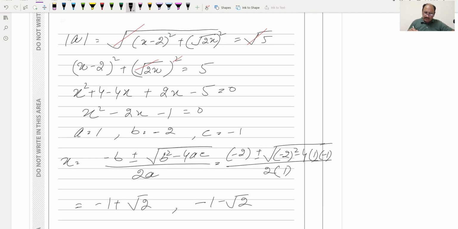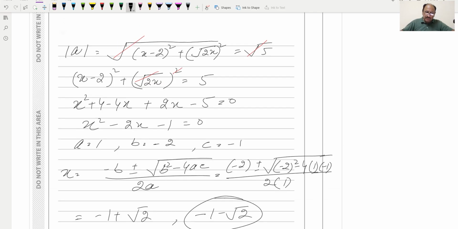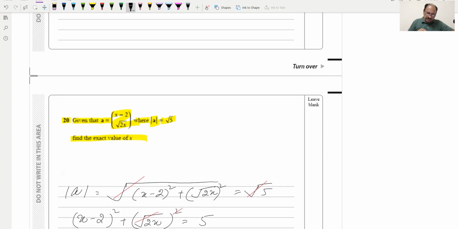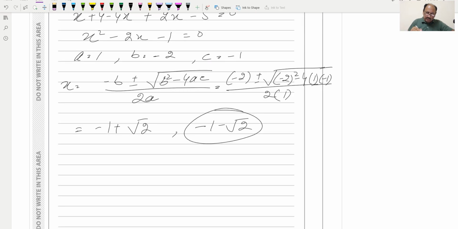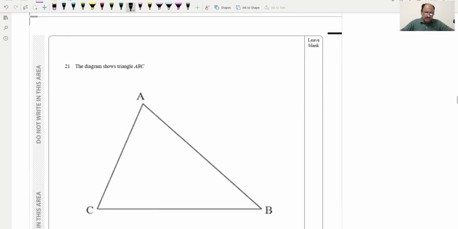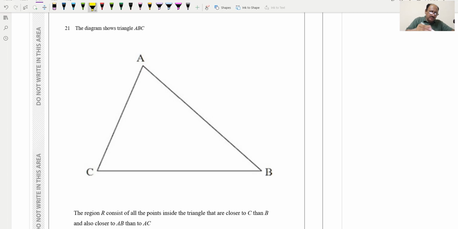This is a negative number, and they are saying the exact value of x in a mod, and a mod cannot be a negative value, so we are rejecting this value and we will be taking only this value, x is equal to minus 1 plus root 2, and this will be our final answer for this question. Hopefully you understood this. Now here comes question number 21, and it says the diagram shows triangle A, B and C.